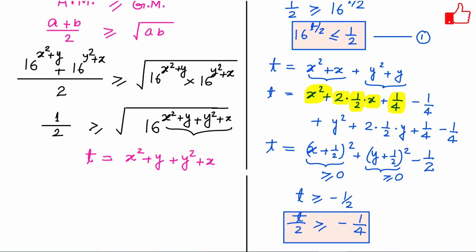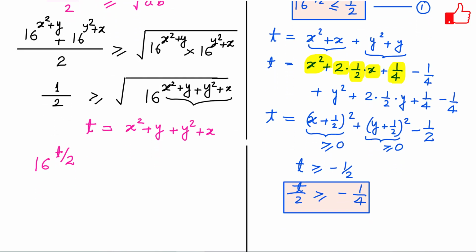Now let us consider the original expression, that is 16 raised to the power t by 2. Now I know that t by 2 is greater than or equal to minus 1 by 4. This means I can say this term is greater than or equal to 16 raised to the power minus 1 by 4.